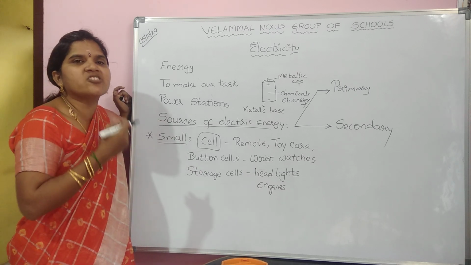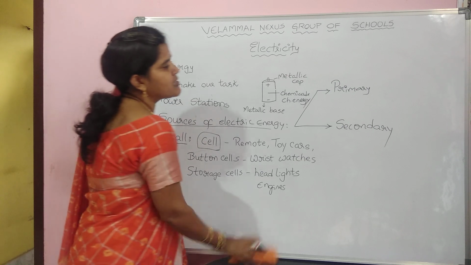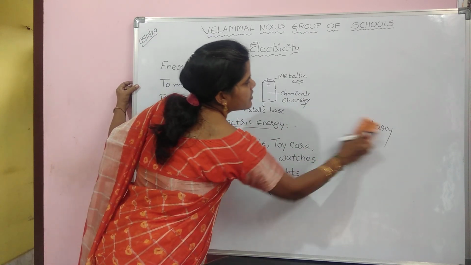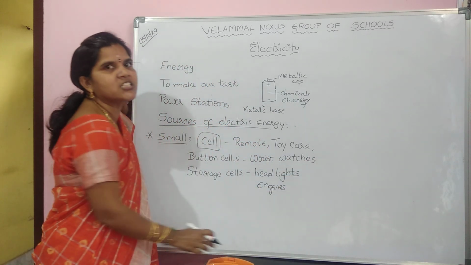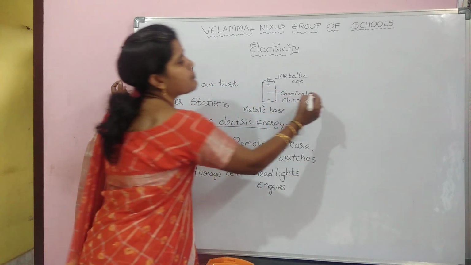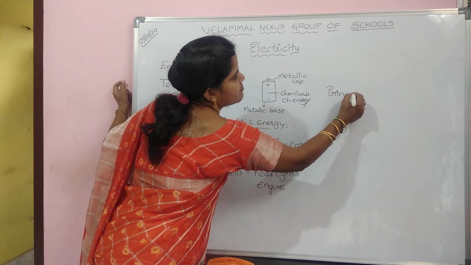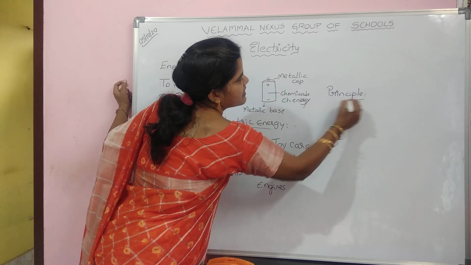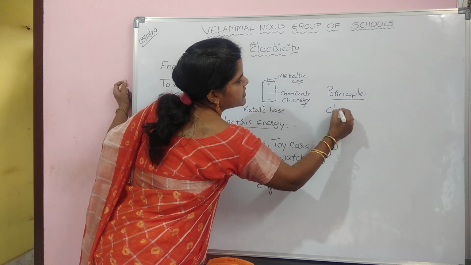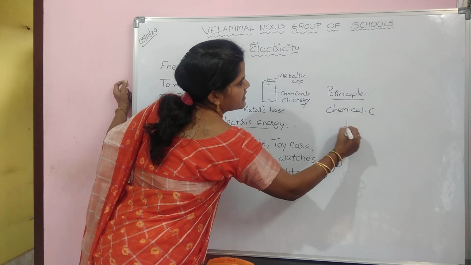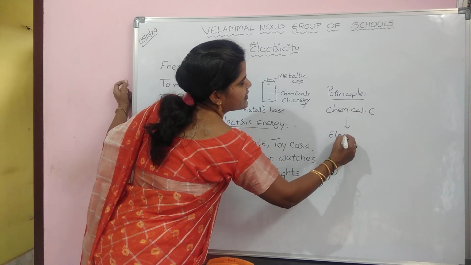So when cell is connected, what will happen? On what principle does the cell work? Cell works on the principle of conversion of chemical energy into electrical energy. Children, please note down. The principle on which your cell works is it converts chemical energy into electrical energy.